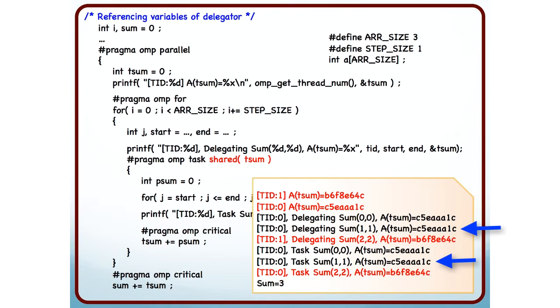And sum 2, 2 was delegated by thread ID 1, right? So the address of tsum was this, but it was executed on thread ID 0. But the address of tsum is that of the delegator.